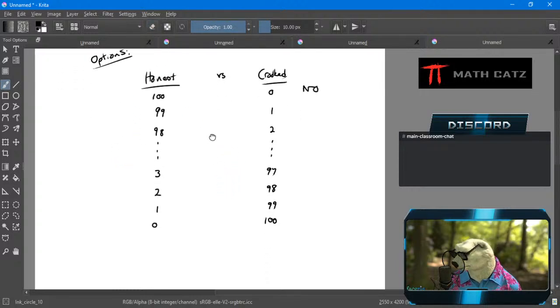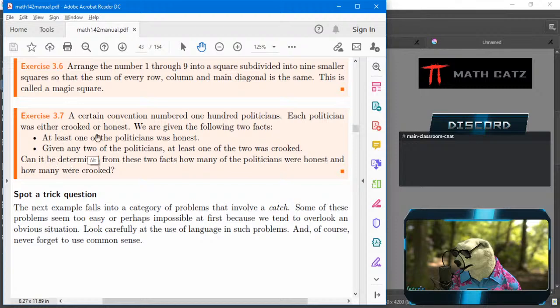So I move on. Can it be 99 and 1? Well, I definitely have an honest one, which the first fact says I need. I need one honest politician or more. But the second one is if I take any two politicians, among those two must be one or more crooked.